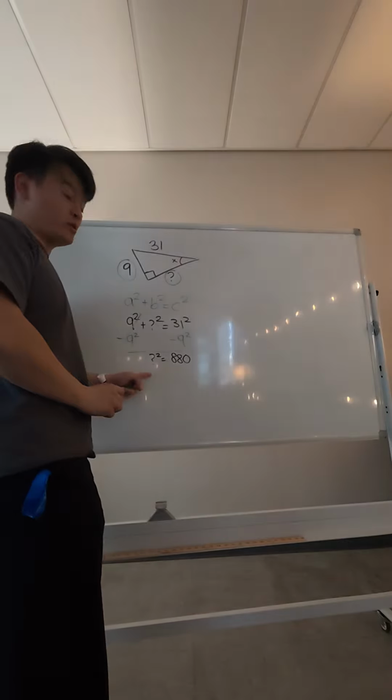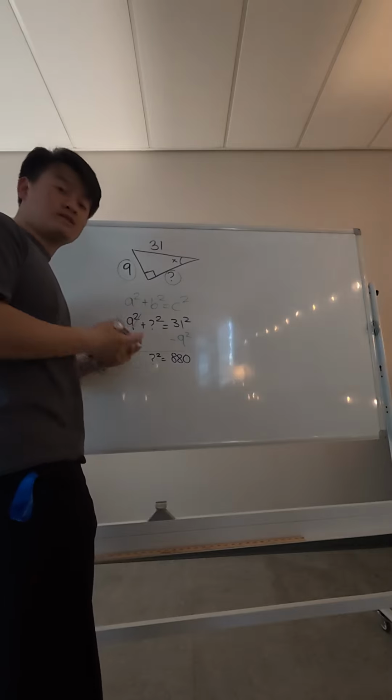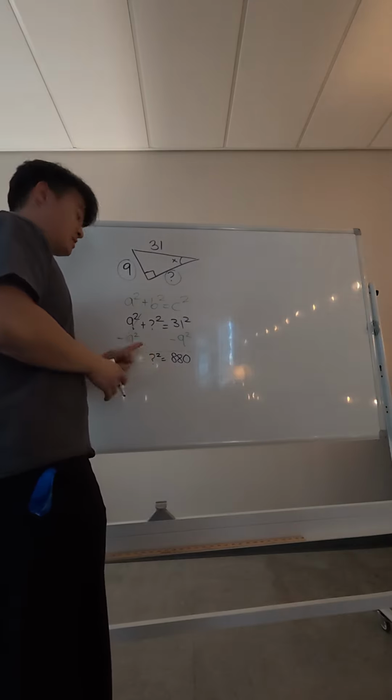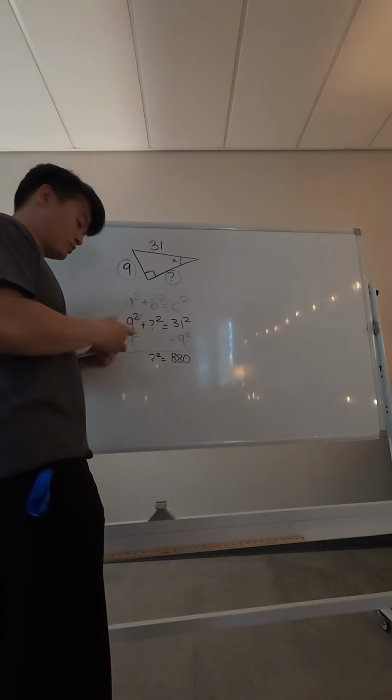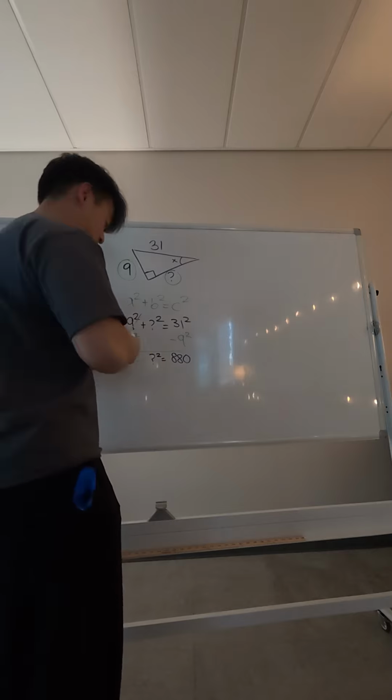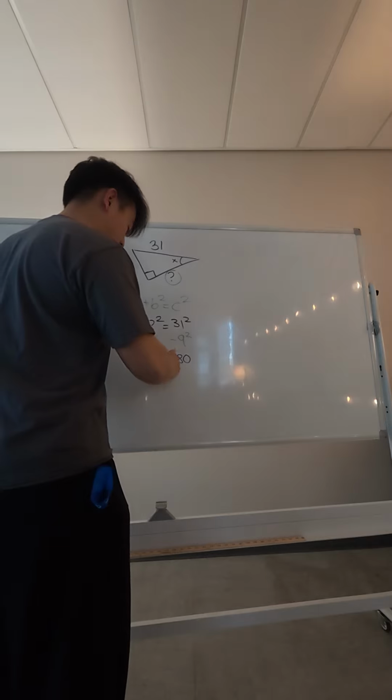How do I want to get rid of this square? Well, I simply do the opposite. What is the opposite? The opposite of a square is a square root. And so what I want to do is write the square root of both sides, just like this.